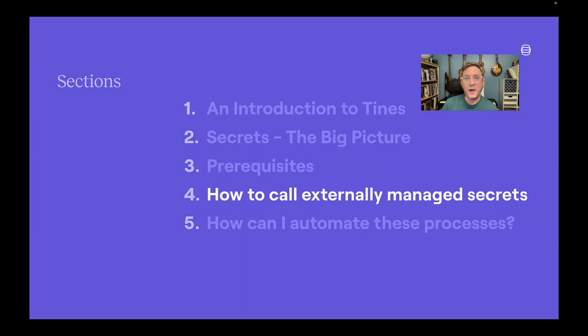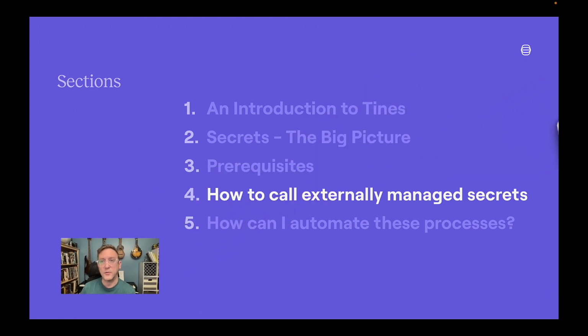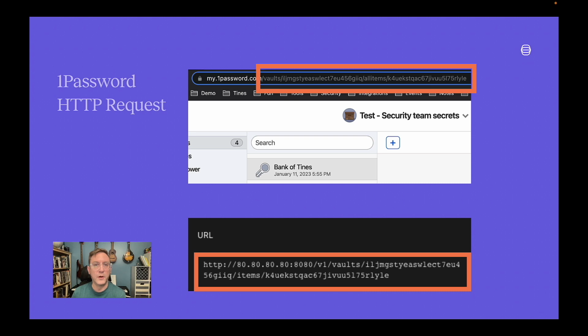So now that we have integration keys for both 1Password and for HashiCorp Vault in Tines, how do we make an HTTP request in order to pull credentials from each of these systems? That's what I'm going to show you right now. With 1Password, we're going to copy some information from the URL bar in order to populate the URL for the request that we're going to make for 1Password.